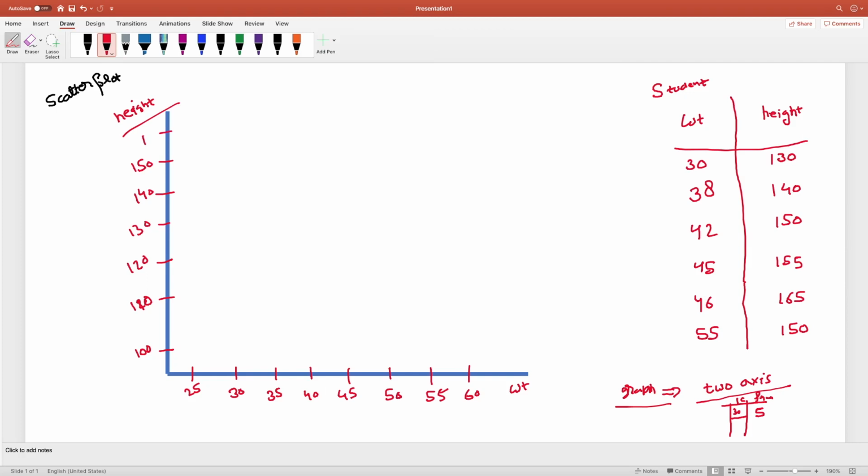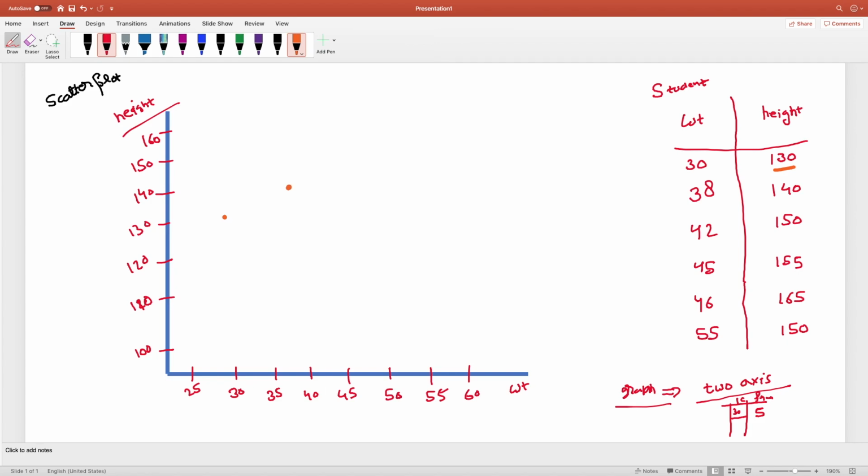Now when you pass on the values here, for 30 kgs of weight we have a height of 130, so there is a point somewhere here. Then for 38 kgs of weight we have a height of 140. So 38 will lie just above 35, somewhere here, and we'll go next to it and say the height is 140, somewhere here. This will be the mark.